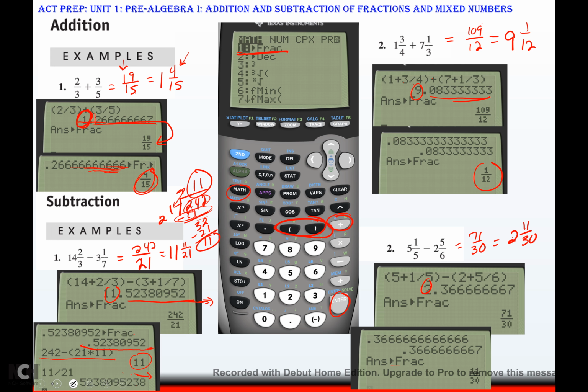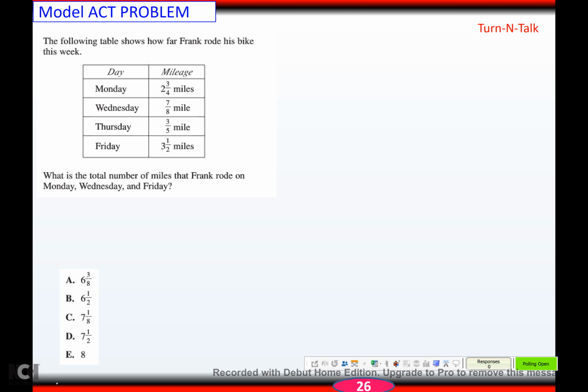Okay? And give me just a second. Let me check something. Yeah, okay, we're good. Alright, so you try this one. Hit pause. Come back when you're ready. And hopefully you got 7 and 1/8.